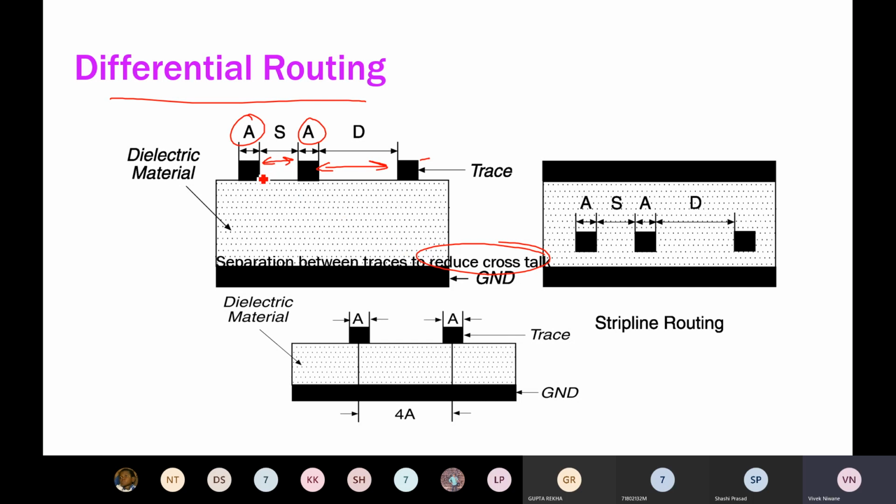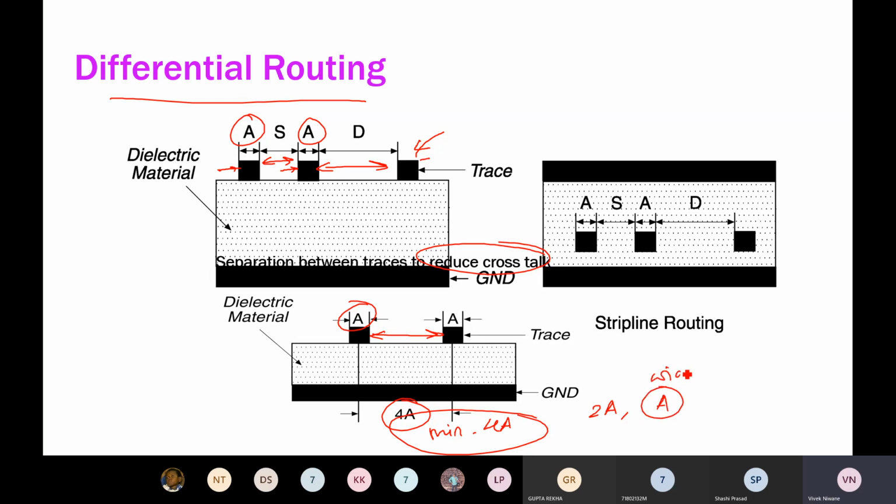If we have lower frequency signals flowing through this track and this track, those can be spaced near to each other. But if we have higher frequency tracks, then they have to be spaced in a different way. A thumb rule I will say: if the width of a track or trace is A, then the separation distance between the two tracks is 4A, minimum 4A. This is a thumb rule, not necessarily you have to go with 4A. Sometimes 2A can do the job, or a single A can do the job. What is A? A is the width of the track.